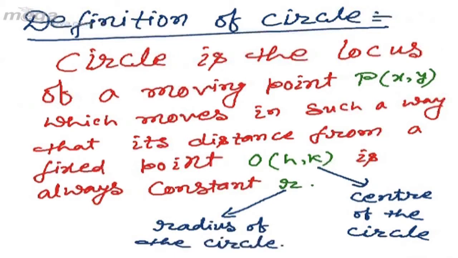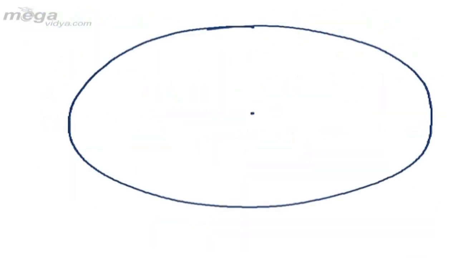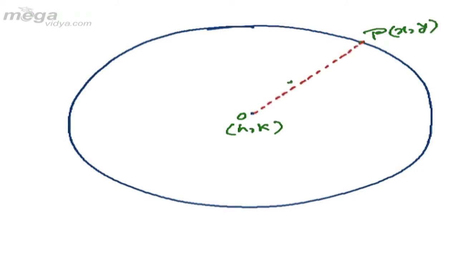The locus, that is the path. When we move, like when we draw, it becomes a circle. This is the fixed point whose coordinate is O(h, k). This is the moving point P(x, y), and this is the distance, which is r, and this r is constant. What will be the equation of this path? That is, what will be the equation of the circle?